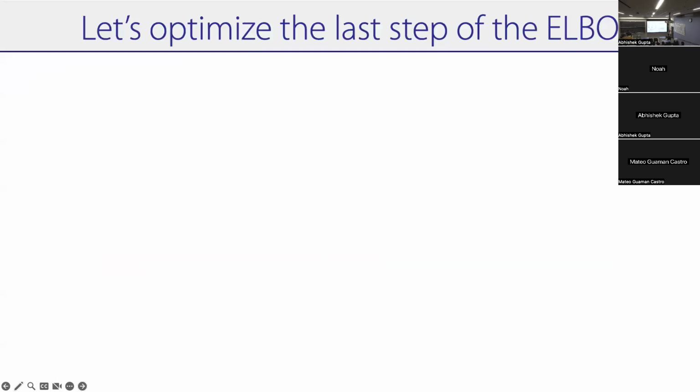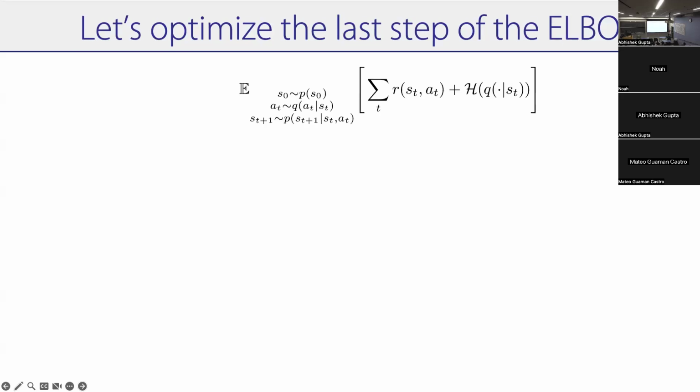Okay. So how many of you are familiar with LQR? Are you familiar with how you derive the Riccati equation? You go backwards, and you optimize every step. Something similar, right? So what we're going to do here is we're going to say, this is our objective. We want to maximize this, right? So let's start from the last time step.